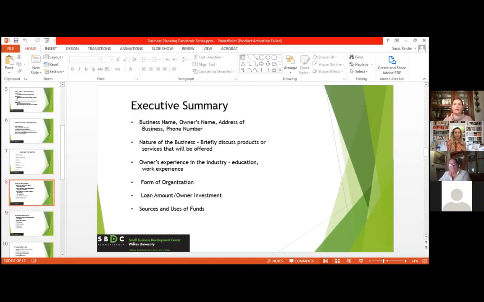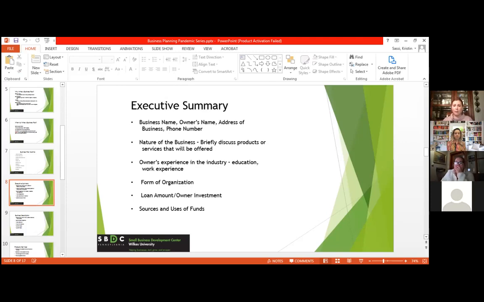So we're going to move on to the executive summary, which is going to be the first section in your business plan. And some people think, and the lenders will say it too, this is probably going to be the most important section of your business plan. And the reason why is because it's an overview of the entire plan. A lot of people prefer to write their executive summary last because it's just easier for them to go back to it and do a synopsis of everything.